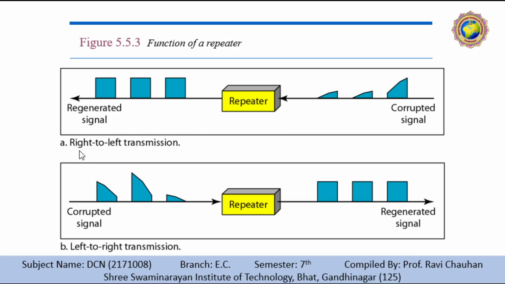So over here, in right to left transmission, our corrupted signal will travel through the repeater, then it is regenerated. In this left to right transmission, our signal will be placed in the repeater, then it will be regenerated. So that is the function of our repeater.